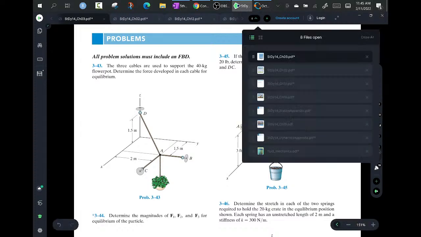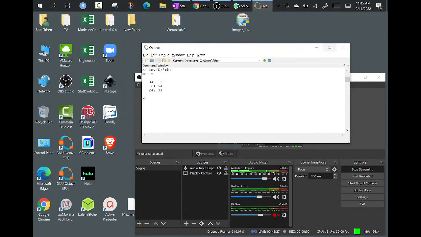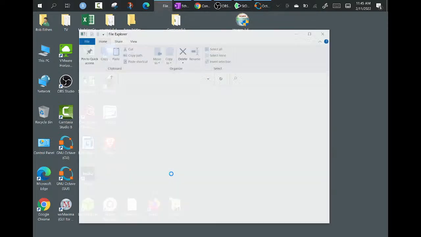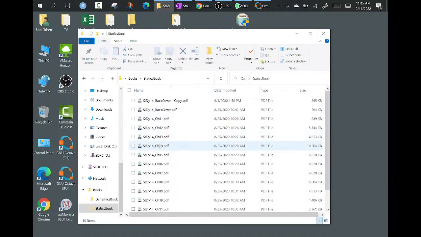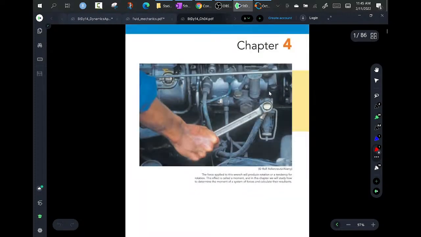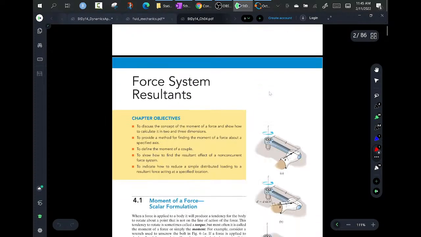Let's see if I have that chapter up. Chapter 4, chapter 4, chapter 4. I do not see it, but I can go get it. And I'll need to get it anyway. Okay, so maybe I'll talk for a few minutes about it before we go.